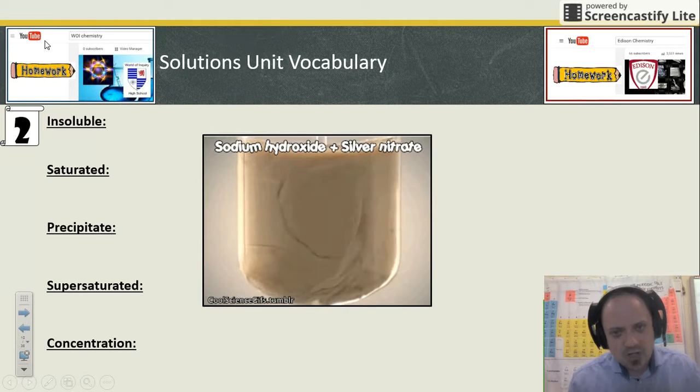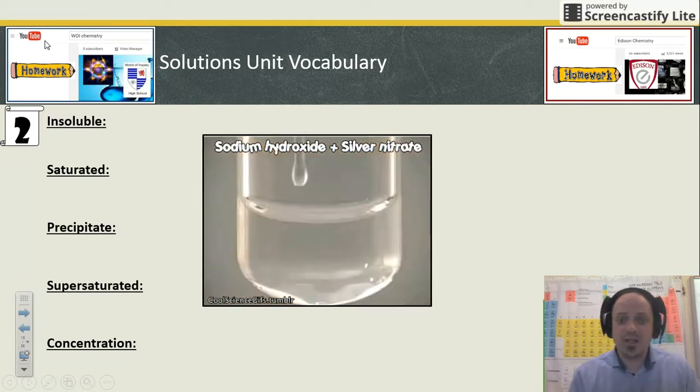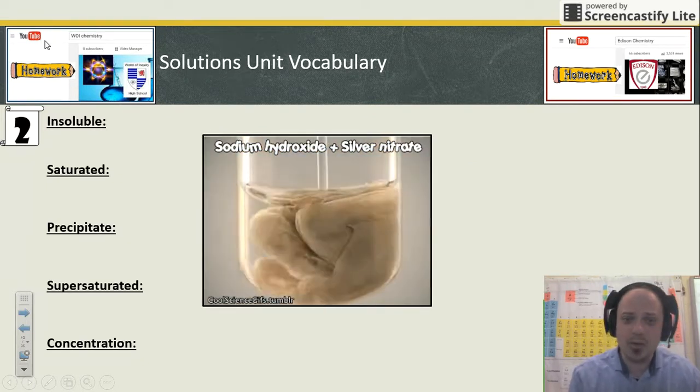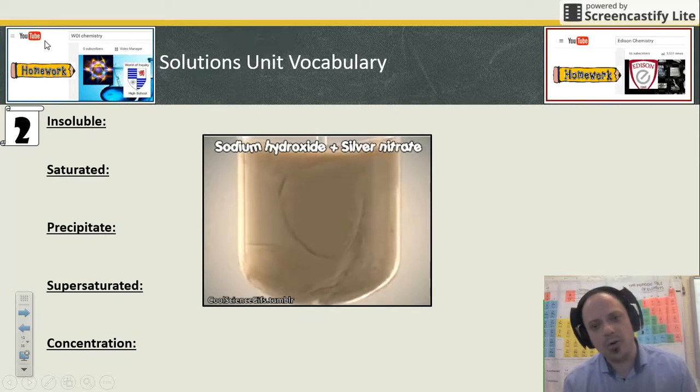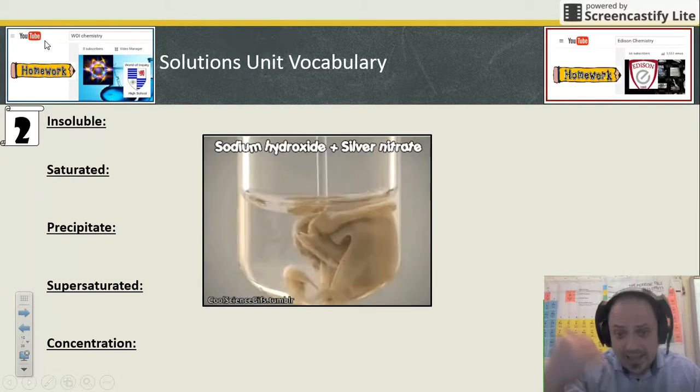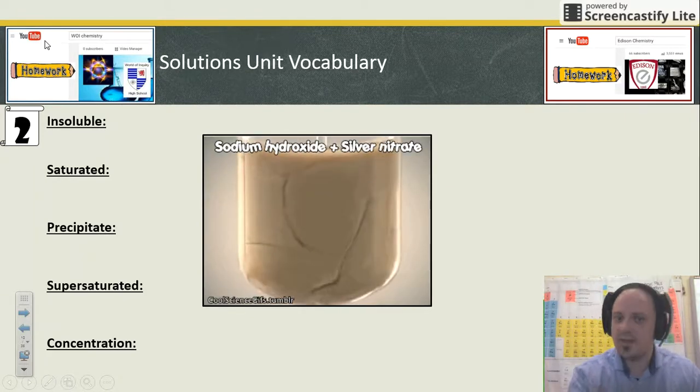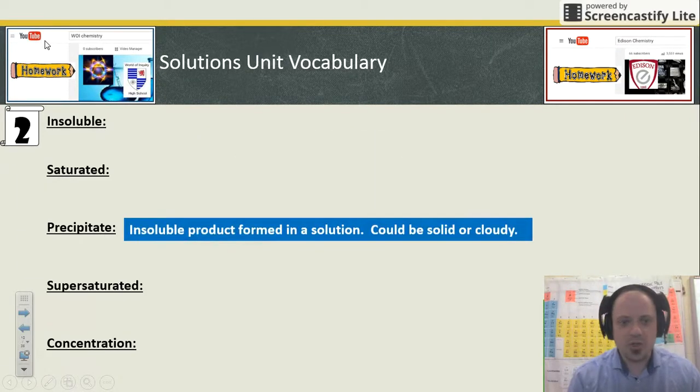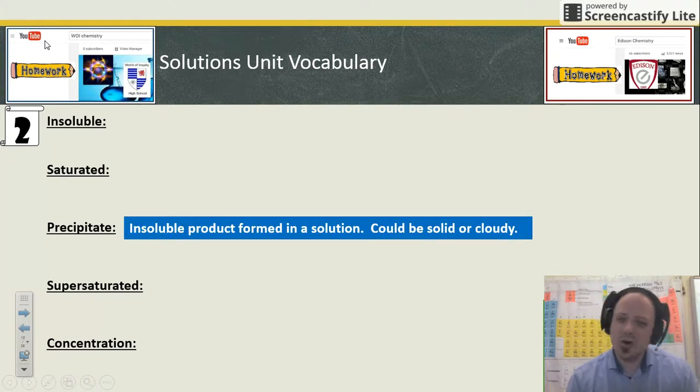Precipitate. Precipitate is when you have a reaction that produces an insoluble solid that will fall to the bottom of your test tube or beaker as a powder inside of the liquid. It doesn't dissolve, it falls to the bottom. So there's your precipitate. It could be a solid or look cloudy. That's how you know you've got a precipitate.